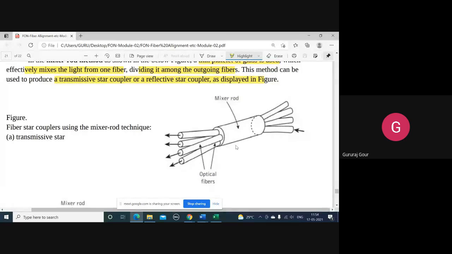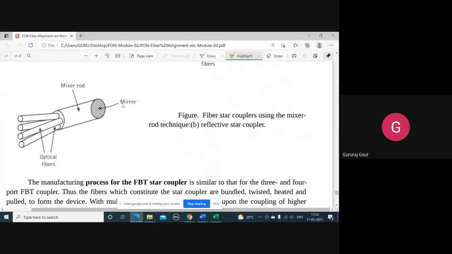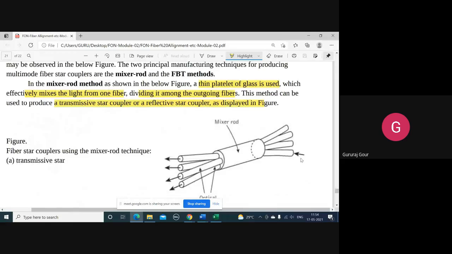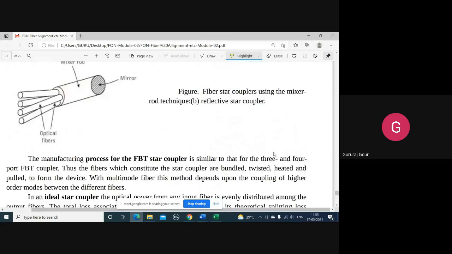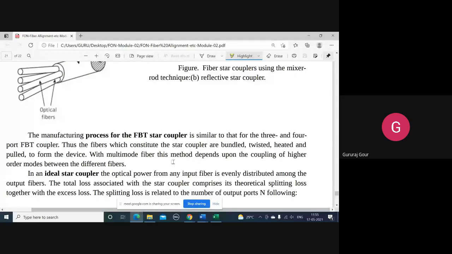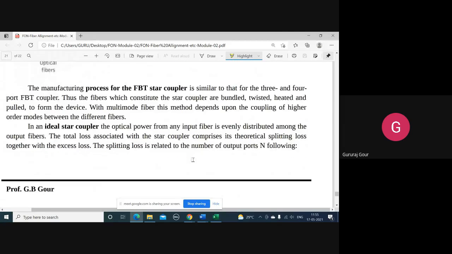The transmissive star coupler looks like this. The reflective one is like this. On the right side, it has only a mirror to reflect the incoming ray back through these optical fibers. Here you can see many optical fibers on the right hand side, that is the transmissive one. In place of this, if you use a mirror, then it becomes a reflective star coupler. If you are using the FBT technique, then it is known as an FBT star coupler. It is similar to the 3 and 4 port FBT coupler.